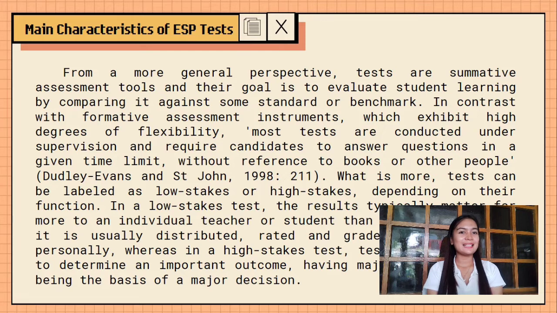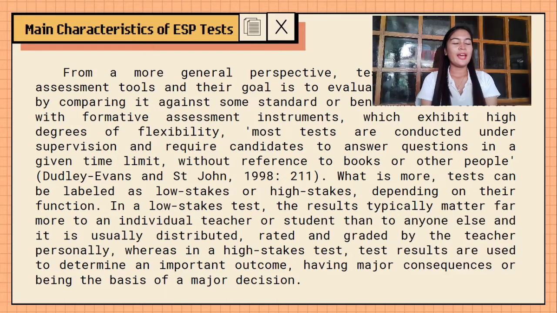Moreover, the tests in ESP can be labeled as low stakes or high stakes, depending on their function. In a low stakes test, the results typically matter far more to an individual teacher or a student than to anyone else, and it is usually distributed, rated, and graded by the teacher personally. Whereas in a high stakes test, the test results are used to determine an important outcome having major consequences or being the basis of a major decision.